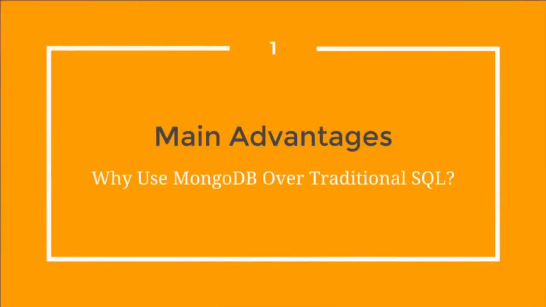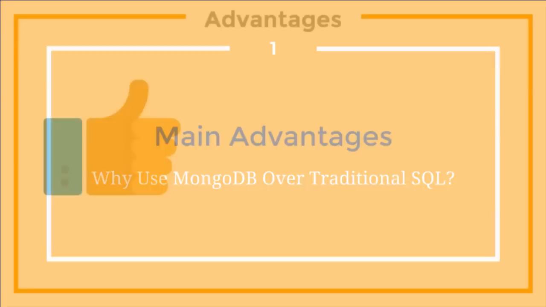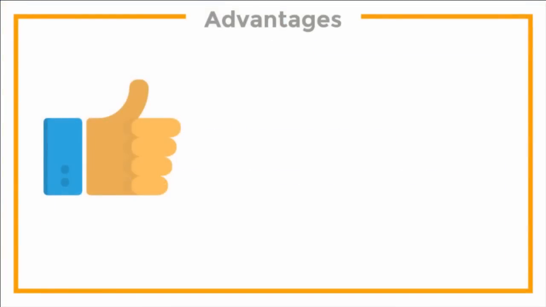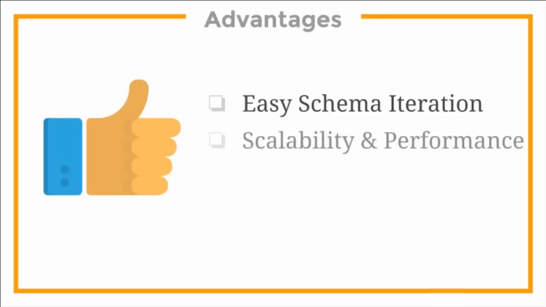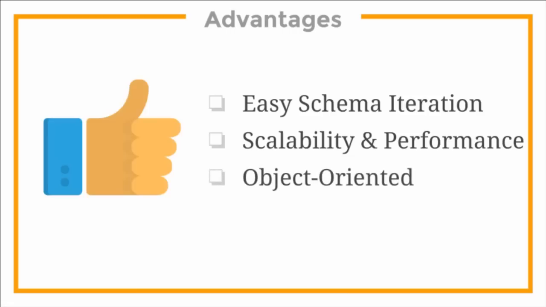What are the advantages of using a non-relational database like MongoDB over a traditionally structured database? Some of the key advantages are: it's quick and easy to make iterations on your schema. When compared to relational databases, NoSQL is more scalable and provides better performance. And this is according to MongoDB.com. It's object-oriented, so the administration of adding, reading, and writing looks very similar to JavaScript code.